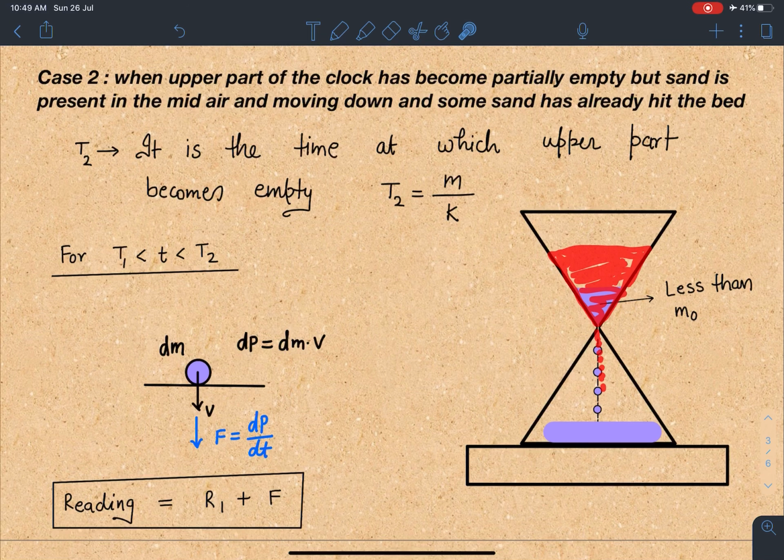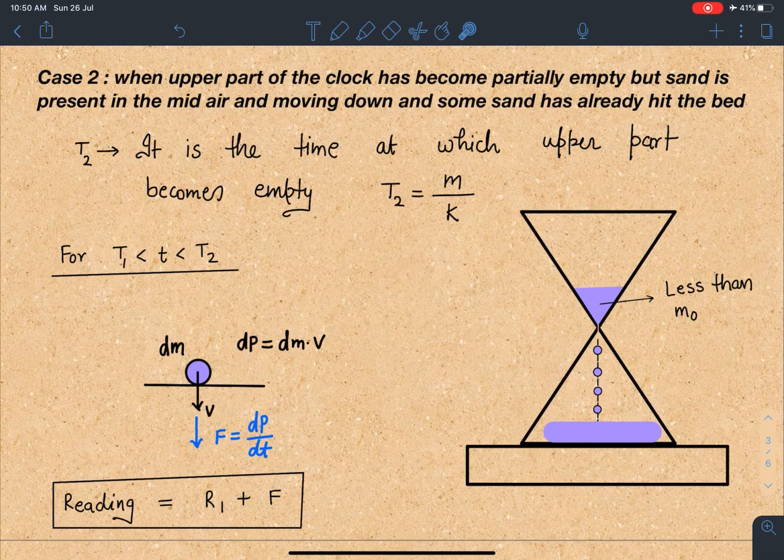So I am ignoring that possibility. However, theoretically there can be a case which can arise because of it. Okay, so now case 2 is when the upper part of the clock has become partially empty, but the sand is present in mid-air and moving down, and some sand has already hit the bed. So some sand has already hit the bed and some sand is present here also. Of course, it is less than m naught, but already it is present here.